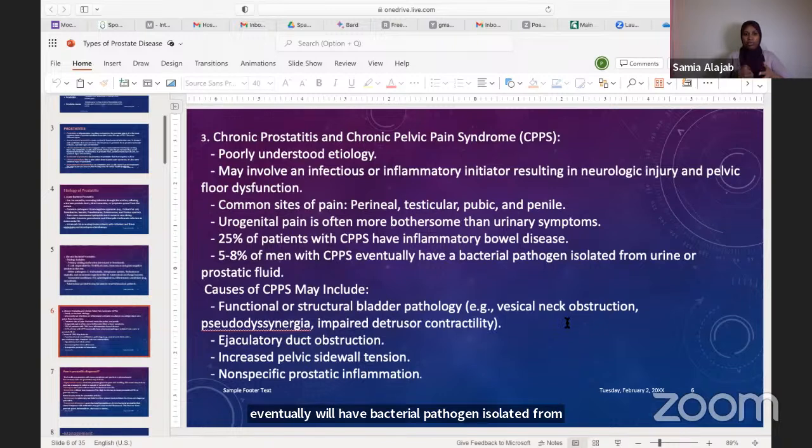Causes may include, as we said, functional or structural bladder pathology. It could be vesical neck obstruction, pseudodyssynergia, or impaired detrusor contractility. It could also be ejaculatory duct obstruction or increased pelvic side wall tension, muscle spasm, and non-specific prostatic inflammation.